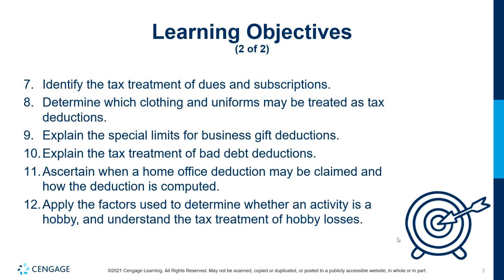Then 12, our final one. We're going to apply the factors used to determine whether an activity is a hobby. And this is key to understand the tax treatment of hobby losses, because that is a big thing. We have to know the difference between a hobby and a business, because they have their own special rules. So you know the drill. We just went over all the learning objectives, so we're going to go right into the first one.